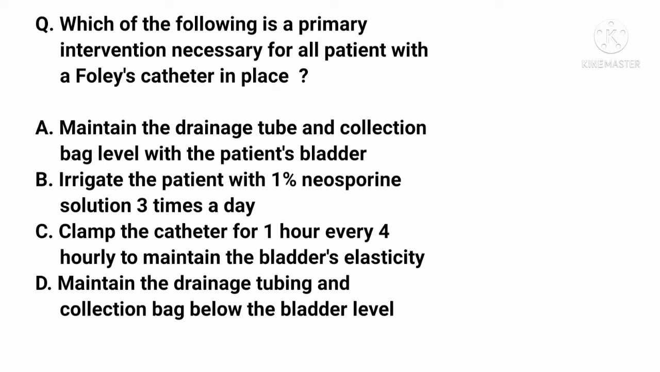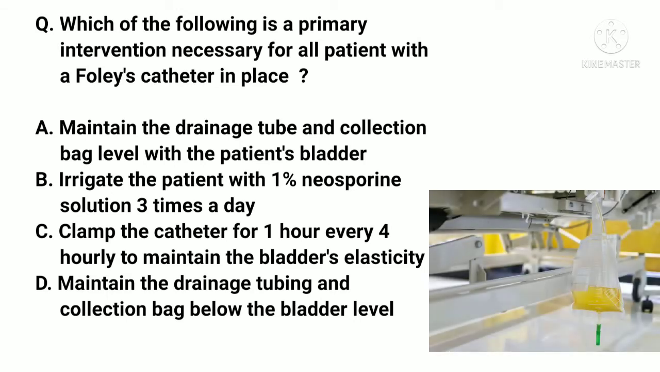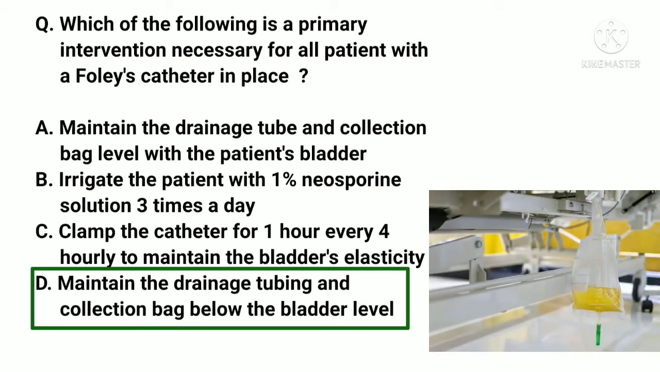Which of the following is a primary intervention necessary for all patients with a Foley's catheter in place? A. Maintain the drainage tube and collection bag level with the patient's bladder. B. Irrigate the patient with 1% neosporin solution 3 times a day. C. Clamp the catheter for 1 hour every 4 hourly to maintain the bladder's elasticity. D. Maintain the drainage tubing and collection bag below the bladder level. And the correct answer is D.